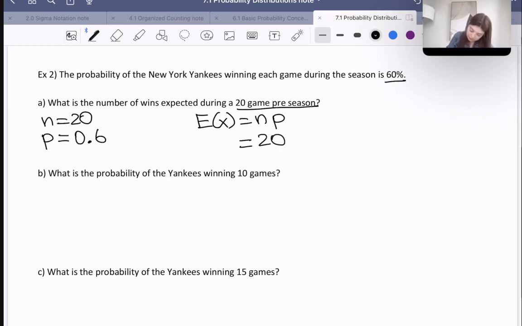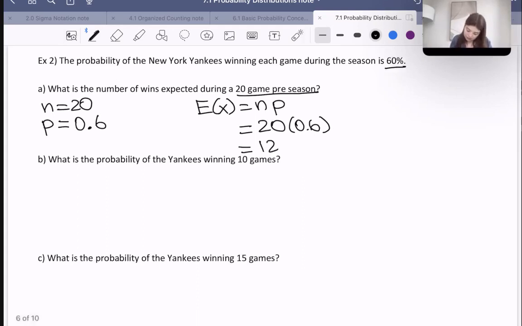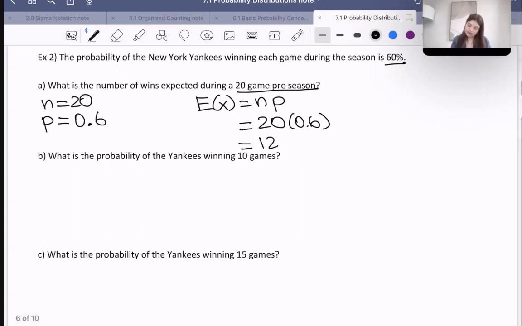So if we plug those numbers in, that we're going to do this 20 times, there's 20 games in the preseason, and we're going to win about 60% of the time, then we're going to end up with 12. So we should expect about 12 wins out of 20 for this season. So we're expecting to win about 60% of the time and to lose the other 40% of the time. Good. The next one asks, what is the probability of the Yankees winning 10 games?